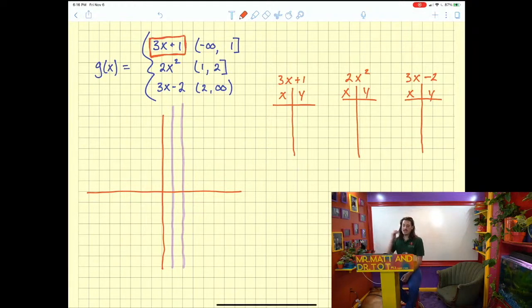Okay, so g of x is equal to 3x plus 1 from negative infinity to positive 1 inclusive. So first off, I marked off my domain restrictions. I have breaks at positive 1 and positive 2. So I highlighted those vertical lines, or marked those values with vertical lines on the graph.